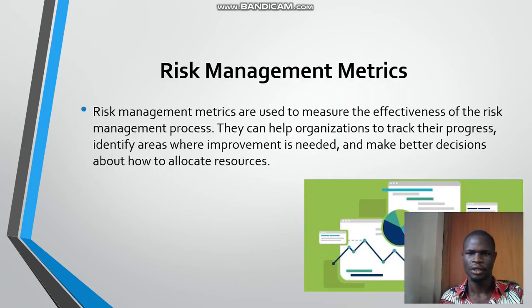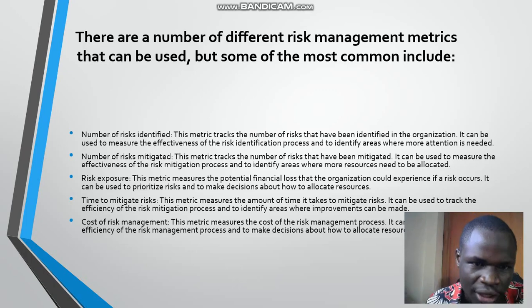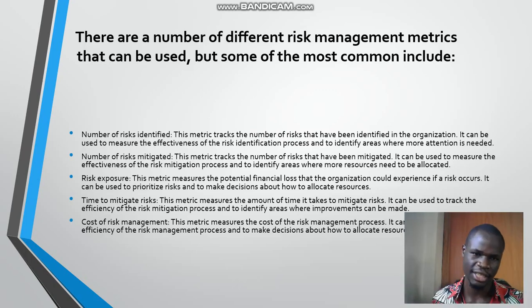So we're going to also look at risk management metrics. These are used to measure the effectiveness of the risk management process. They can help organizations to track progress, identify new areas where improvement is needed, and make better decisions. There are a number of different risk management metrics that can be used, but some of them include number of risks identified, number of risks mitigated, the risk exposure.